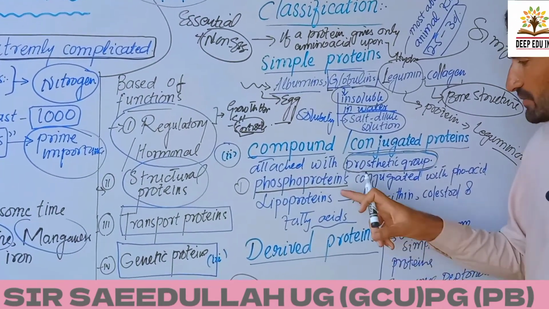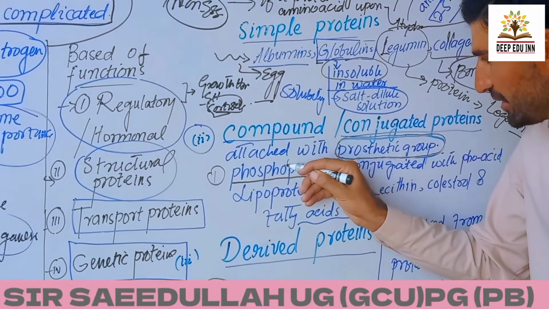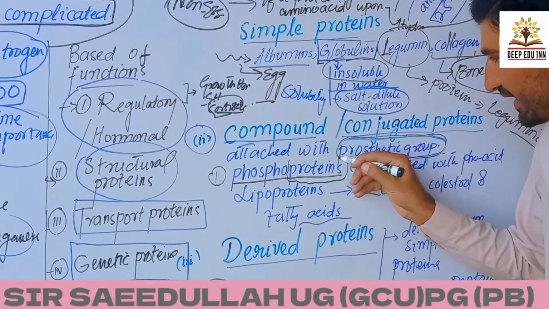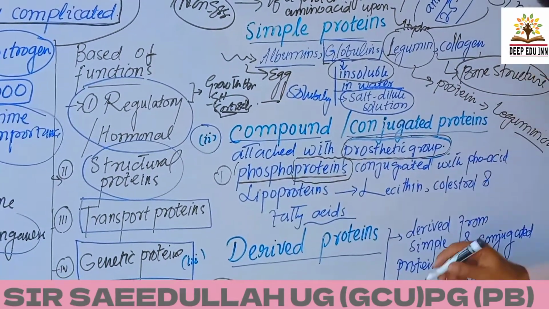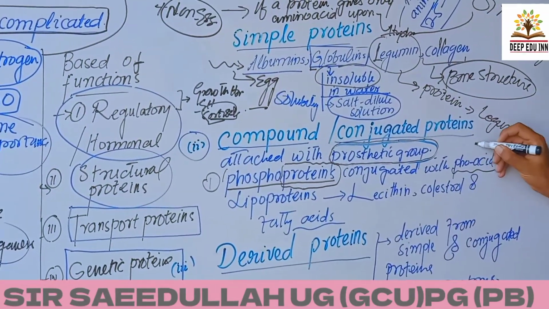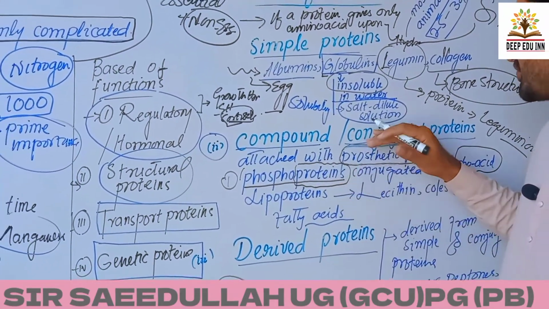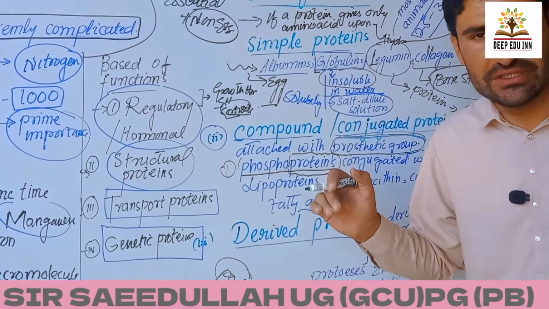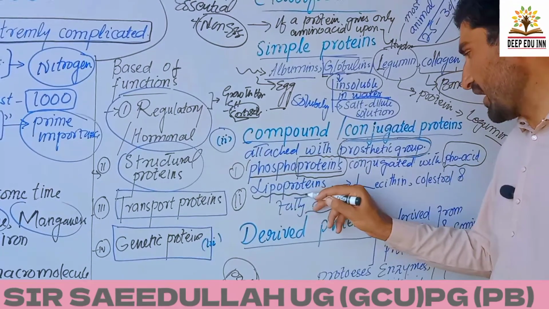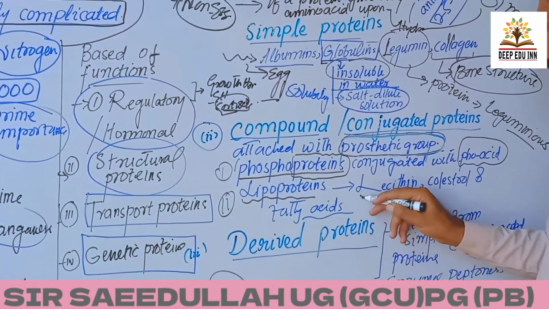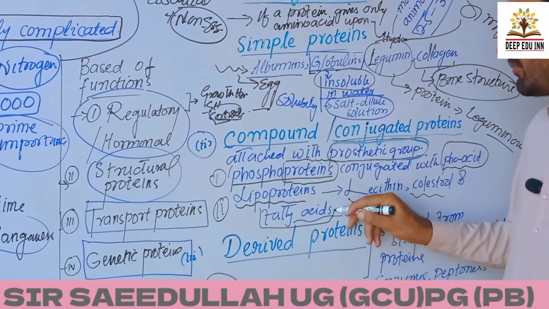Phosphoprotein is a conjugated protein because the protein has now got attached with a phosphoric acid. So when a phosphoric acid gets attached with a protein part, it means that a conjugated or compound protein has been made. Now come to the next, that is the lipoprotein. The lipoprotein, like lecithin, cholesterol and fatty acid, gets attached with the protein parts.